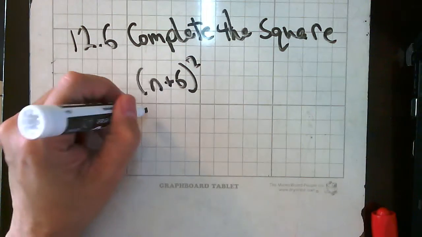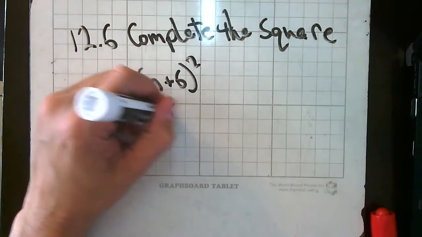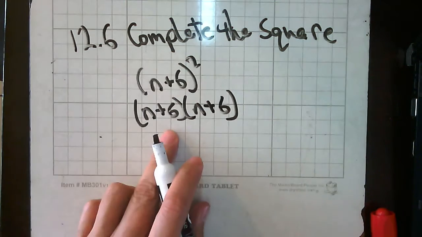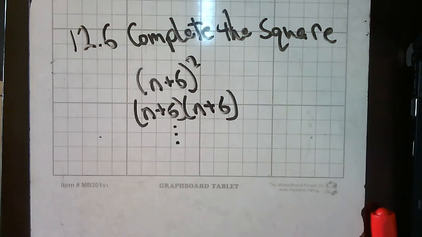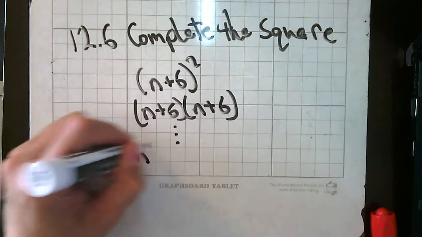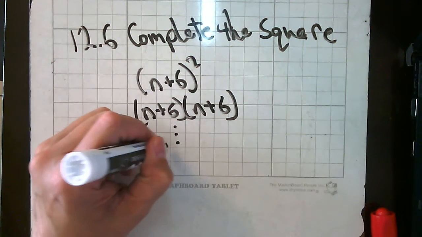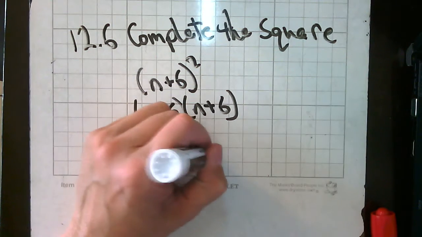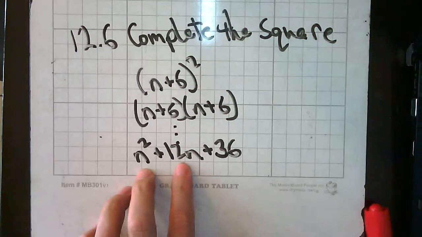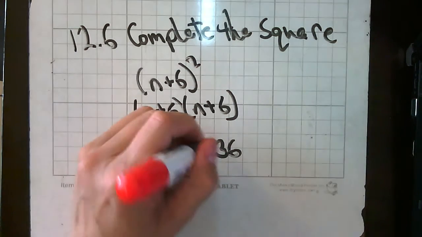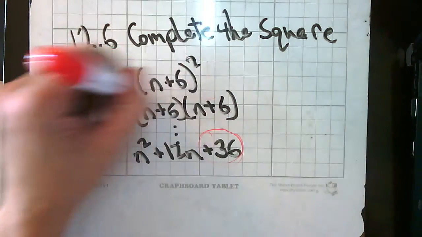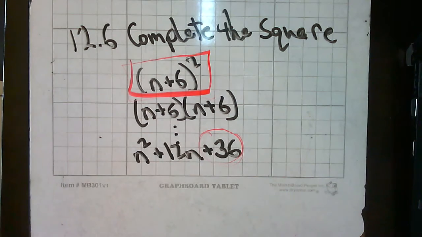Remember in the past, if we expand this and use the distributive property, if we multiply that out, we're going to end up with this expanded form as n squared plus 12n plus 36. Today we're going to start with this. We're going to figure out what we need here to make it a perfect square, and we're going to end up with our perfect square here.